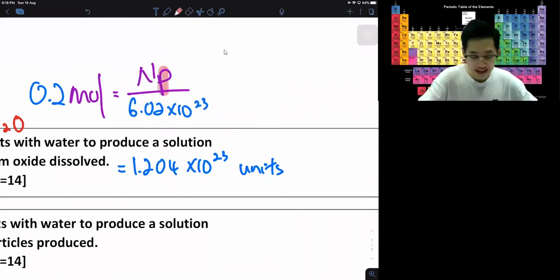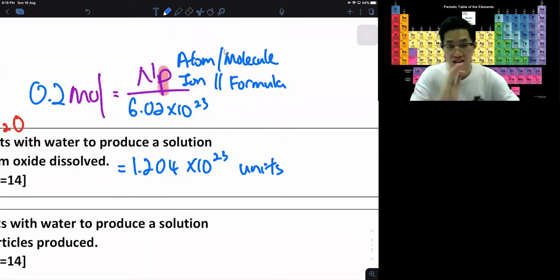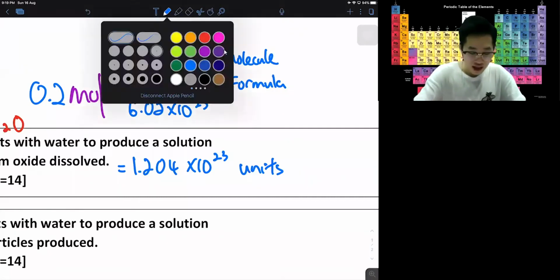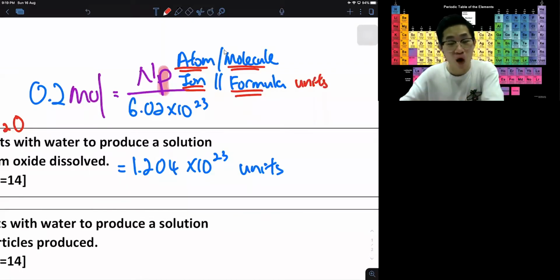Particles can be atom, molecule, ion, or formula. Cannot just write particle. If it is atom, you write atom. If it is molecule, you write molecule. Ion, you write ion. Formula, usually it's called formula unit, or how many units of formula.